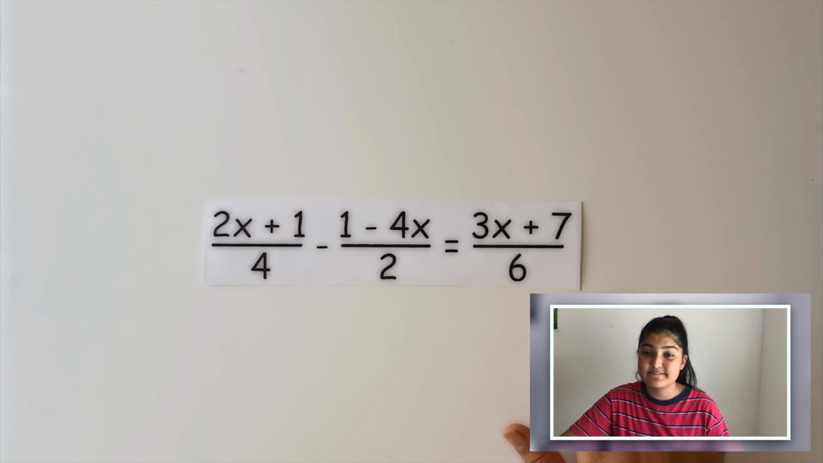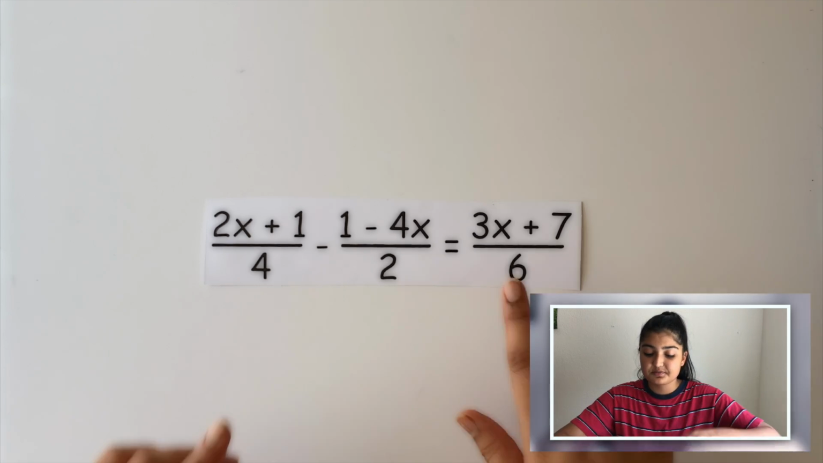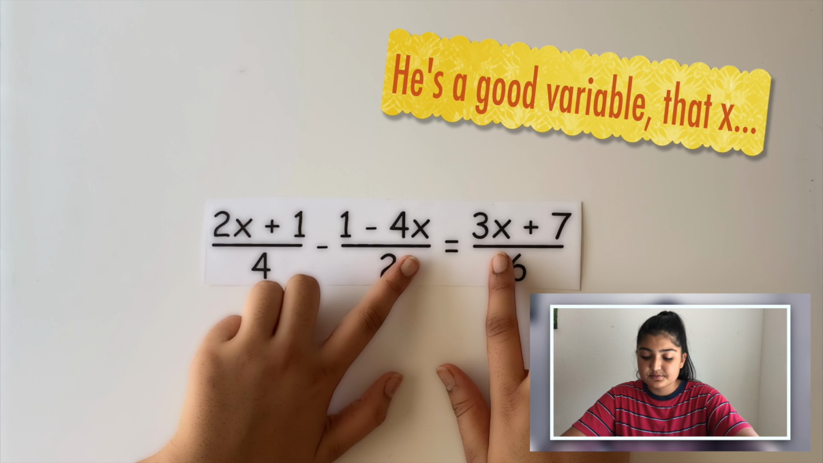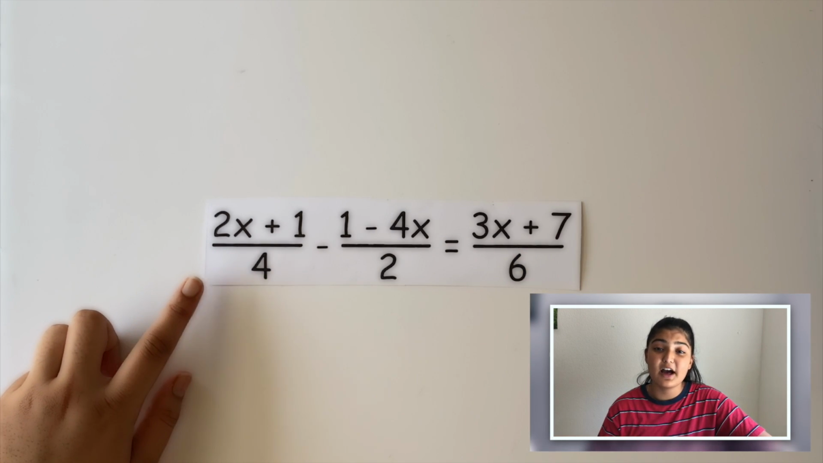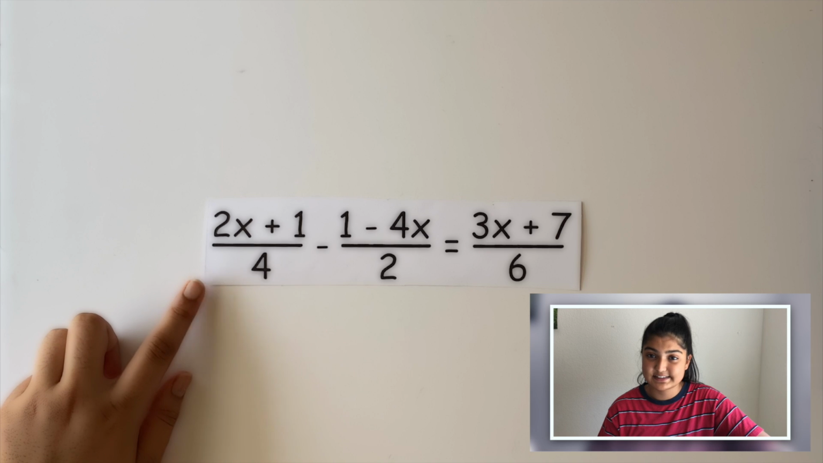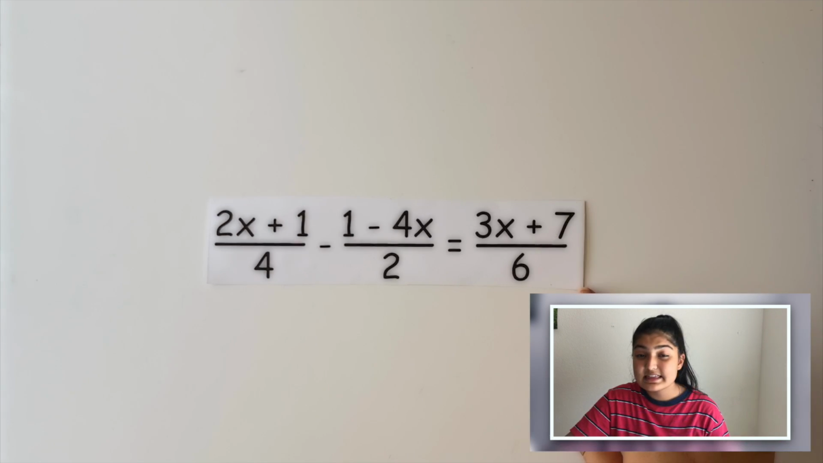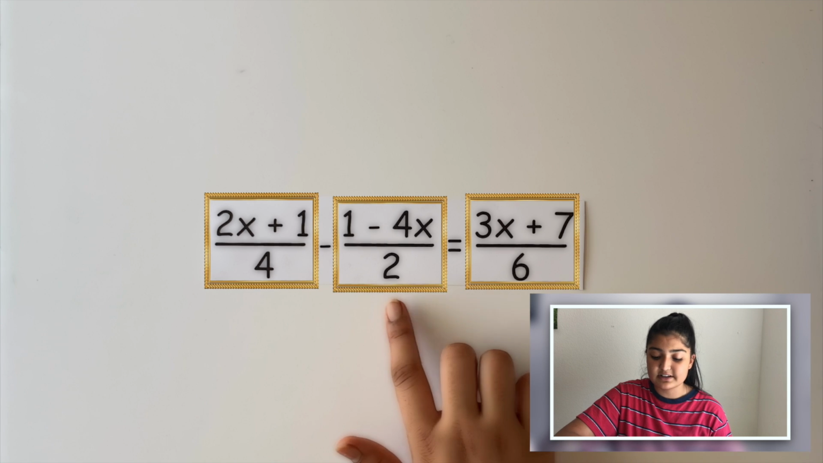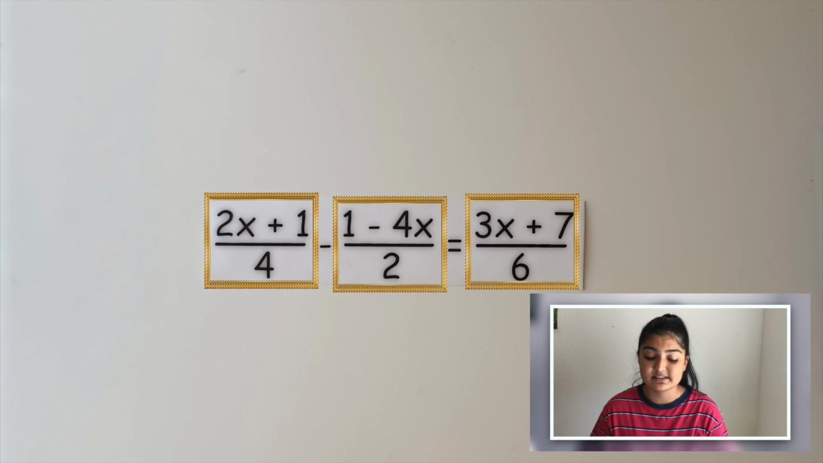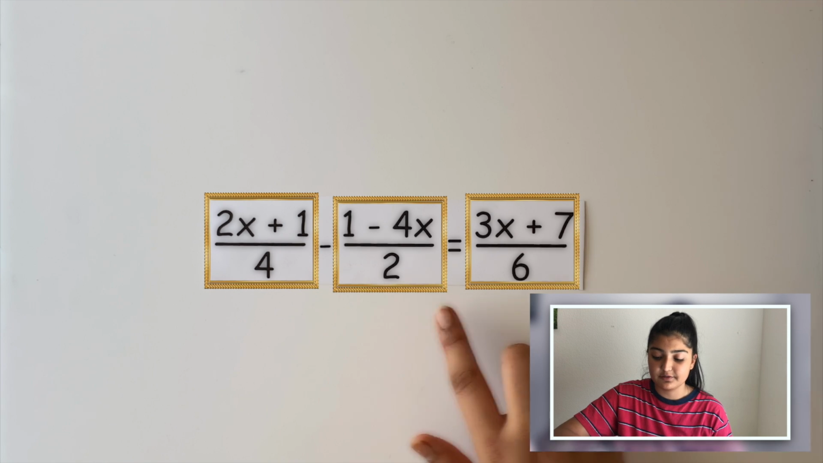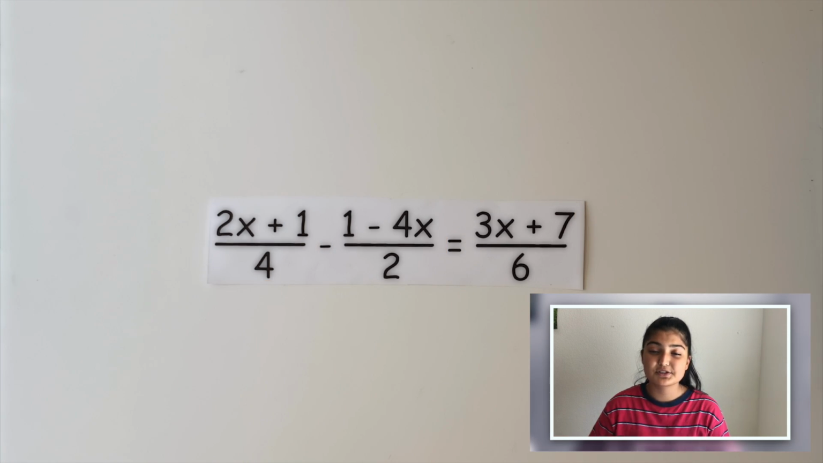Here is a one variable equation. In this equation, x is the variable, and it is the value that we want to solve for. This equation also has three different terms, and each one of these terms is a fraction. So let's solve this equation.